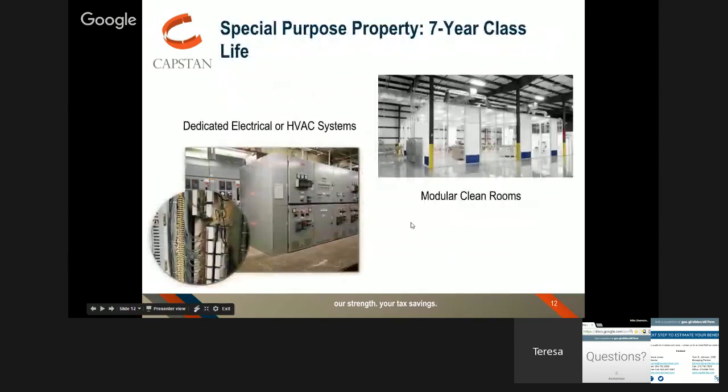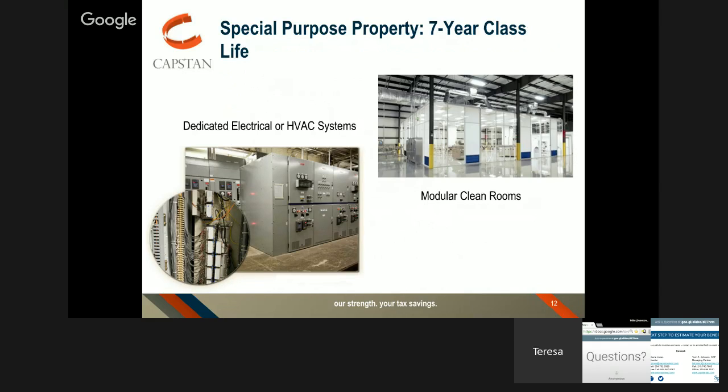And just to give you guys a little feel of what we're talking about when I say 7-year assets, here's a couple good examples where you see a dedicated electrical or HVAC system. We literally will go in and look at what electrical is needed just to run the building versus the special purpose nature of your electrical systems or HVAC systems, and we segregate those costs out between 39 and 7 years.